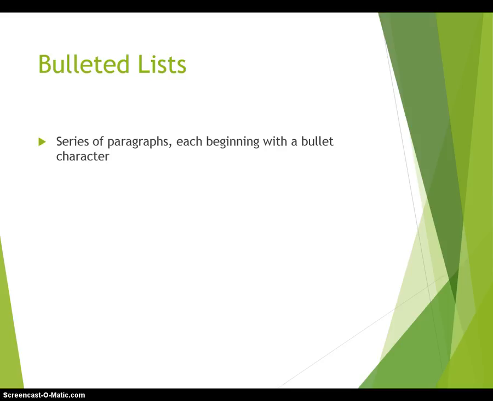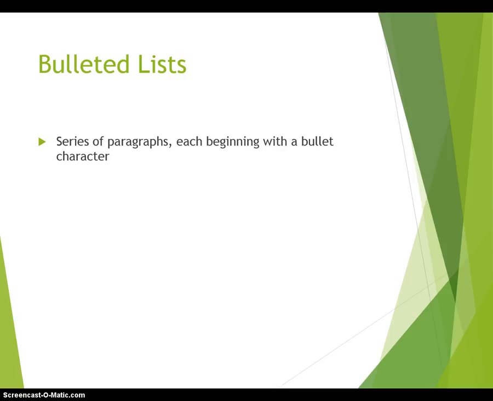Bulleted lists, there are two types: you have bulleted lists and you have numbered lists. Bulleted lists are created by using symbols beside the characters. It can be many different symbols. It's normally done with lists, and it just keeps them organized.